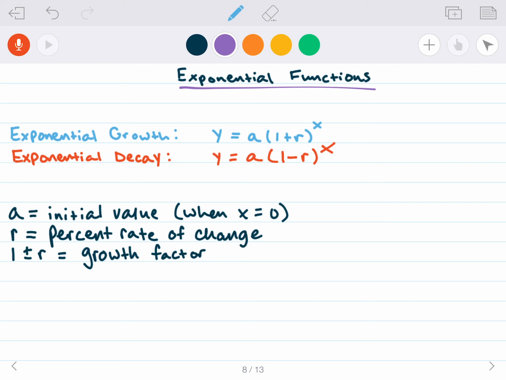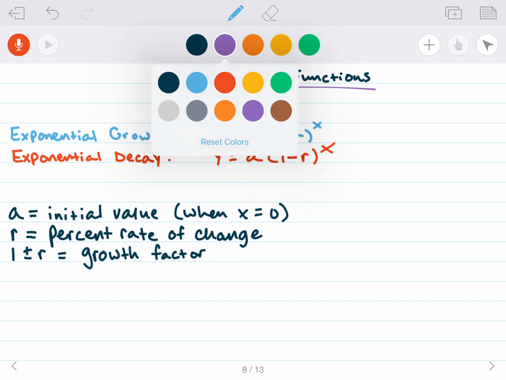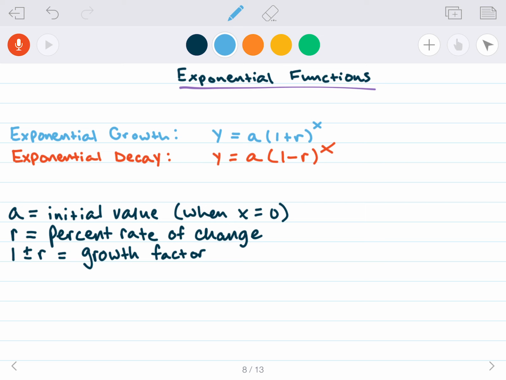So we have two different equations. We have exponential growth is this equation, okay? And of course, x is our input and y is our output. A and r are numbers. And then we have exponential decay. And notice that the only difference between these two formulas is the plus and the minus sign in the parentheses, okay? So what do these variables represent?